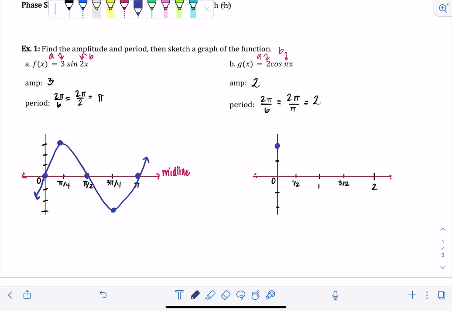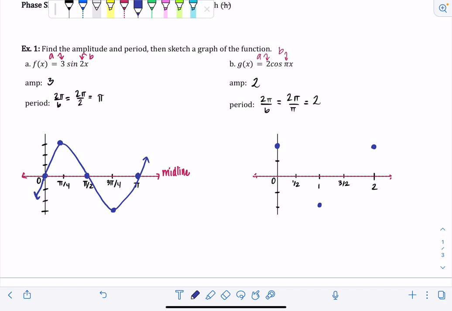And then our cosine graphs also end, or the cycle ends at a maximum as well. So at the end of the cycle at 2, we'll be at a maximum again, so 2, 2 over here. And then halfway through the cycle, cosine will be at a low point at a minimum, which would be 2 below the midline. So halfway through the cycle is at 1 and then negative 2.